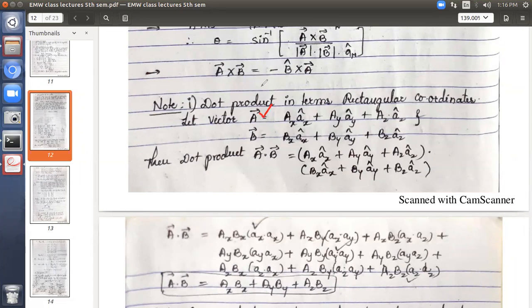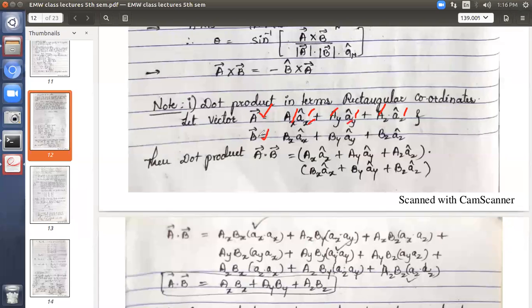Consider A and B. Observe, in the previous session, I used i, j, k as the unit vectors. Here, I have used AX, AY, AZ. You should be familiar with these terms. If you represent the vector A, AX, AY, AZ are the three different magnitudes of A in three different directions, X, Y, and Z.